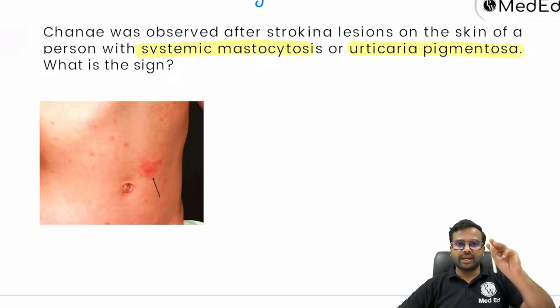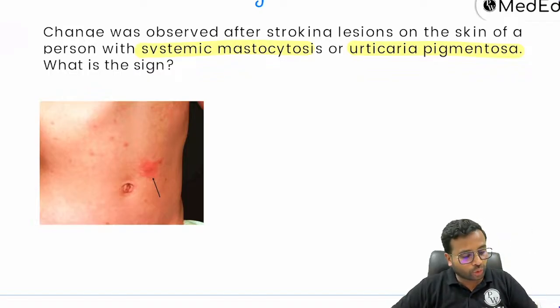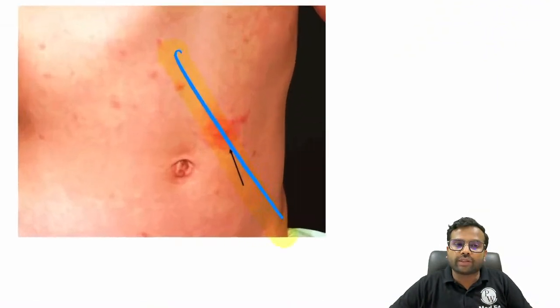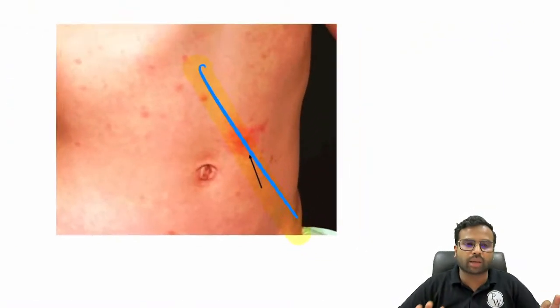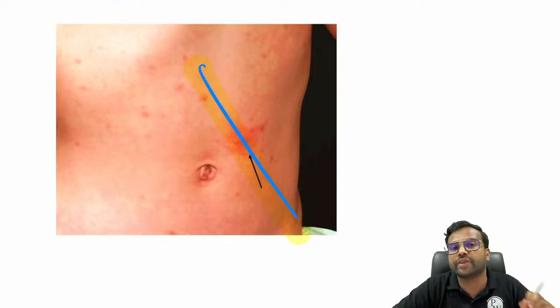Imagine that I take a sharp object like the tip of my pen and then I'm going to stroke over the skin. I'm just going to stroke over the skin like this. So once I stroke over the skin and I wait for a couple of seconds, then what happens? The patient is developing this kind of urticarial wheals after stroking over the skin.